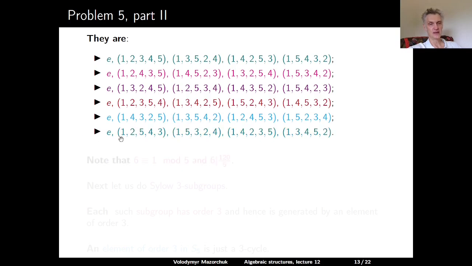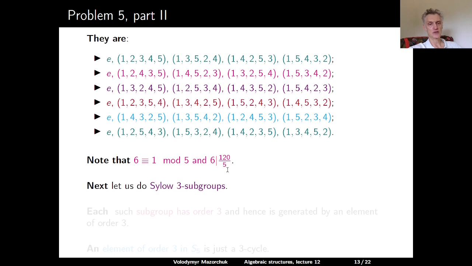And finally the identity (1 2 5 4 3) and its powers. So we have 6 Sylow 5 subgroups. Note that 6 is congruent to 1 modulo 5, and also 6 divides 120 divided by 5. So we are done with Sylow 5 subgroups.